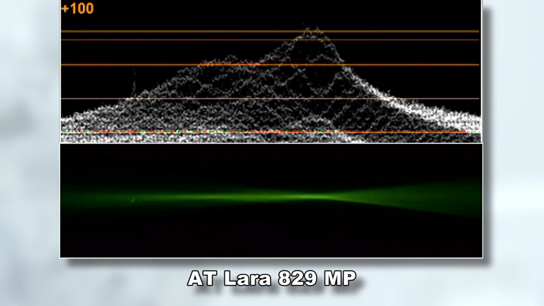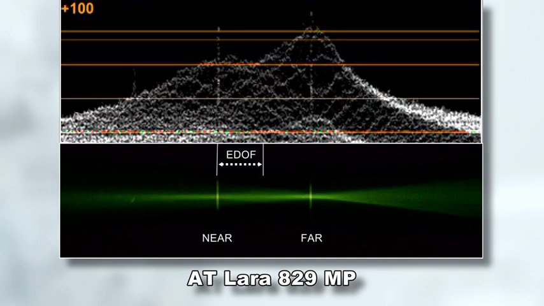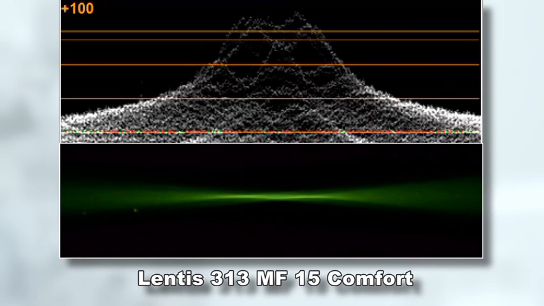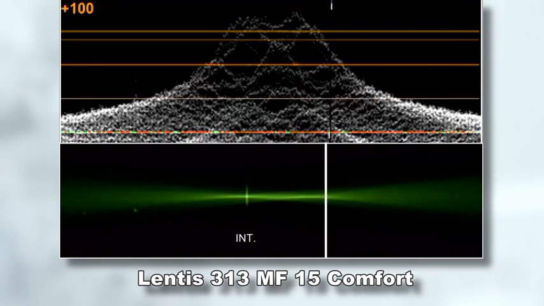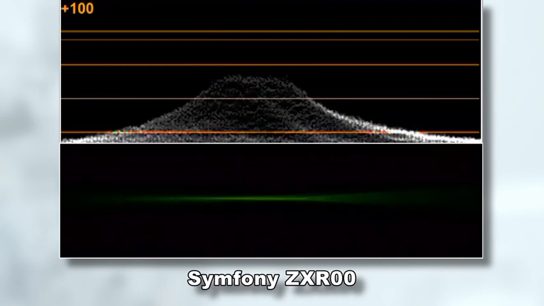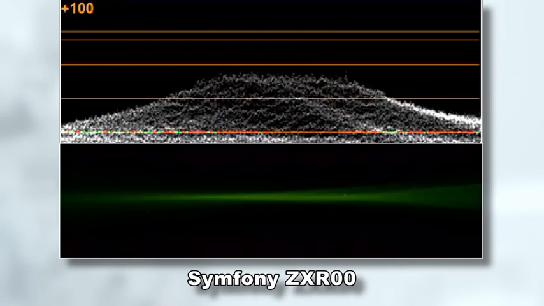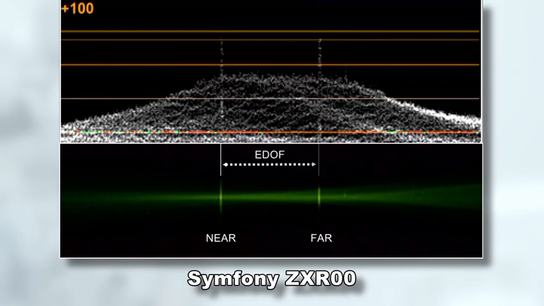The LARA, you can clearly see a similarity to the trifocal lens. However, you can see a distance and near focus and a plateau area, which we will also describe as the EDOF range. The Lentis Comfort with 1.5 diopter near addition is a bifocal lens, which can clearly be seen with 2 foci pretty close together. With the Symfony, we can clearly see the EDOF plateau type of range of vision that again we call an EDOF range.